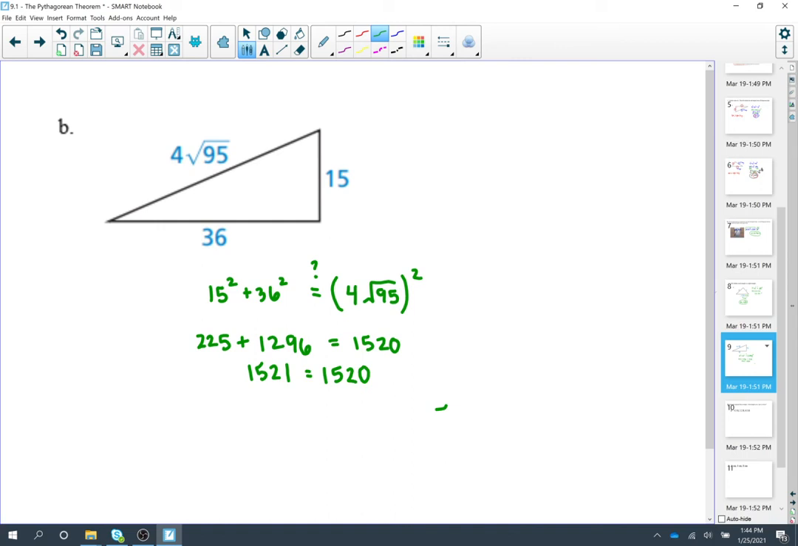And you notice that 1521 does not equal 1520. So go back. These are not equal. So no, not right. This is not a right triangle.